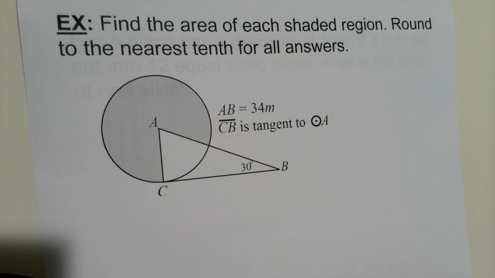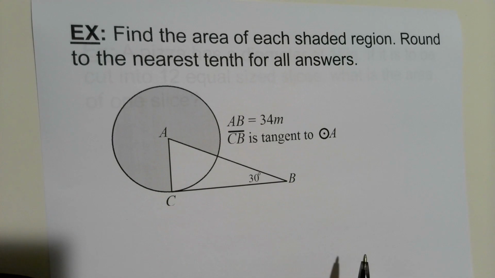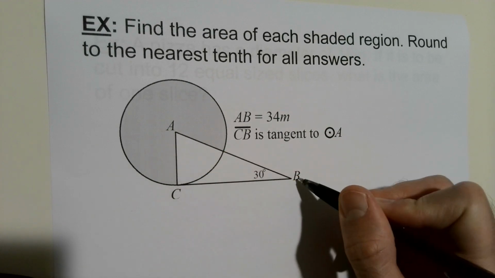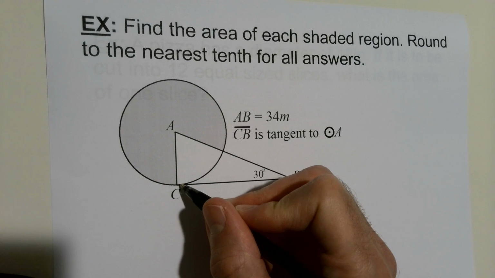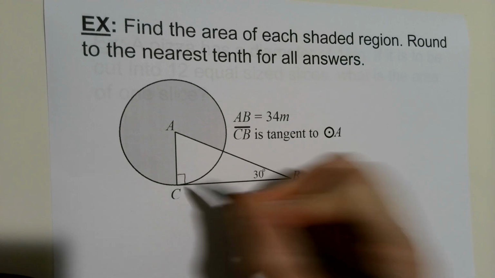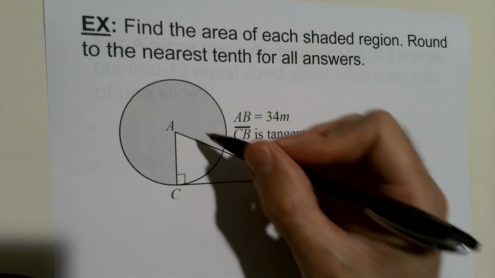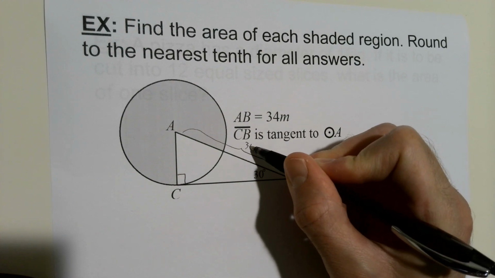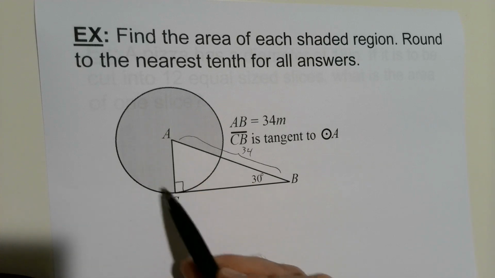So here they're telling us we have a segment that's tangent to our circle. Okay, so we need to remember from last chapter that means if you have a radius, any line or segment that's tangent to your circle is always going to be perpendicular to that radius. And we know that AB is 34. Okay, so this whole thing is 34.